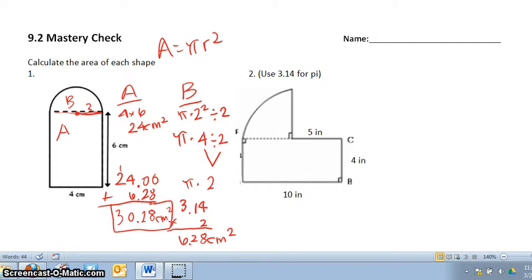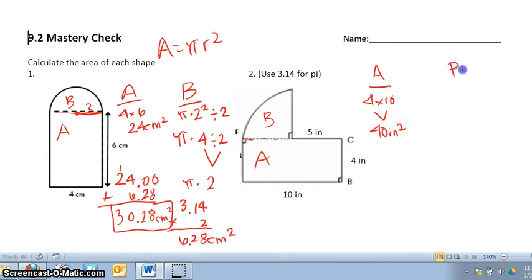Alright, let's look at number 2. Number 2 is also kind of divided for us already. There's that line right there. We've got a quarter circle, 1/4 of a circle this time, and a rectangle. So let's label these A and B so I can clearly see our work. So for rectangle A, 4 times 10 is the area there, so we get 40 inches squared.